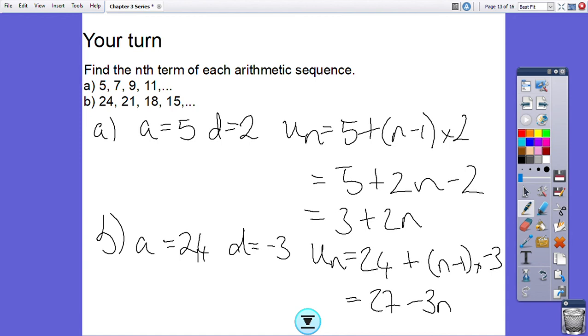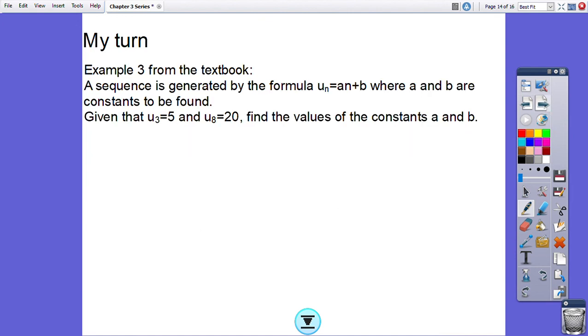Right, moving on to the last two examples, one for me, one for you, and it's slightly more complicated than the other examples that we've had today, but let's have a look at those now. Okay, so this comes from example 3 from the textbook, and in this we've got two of the terms that have been given to us, the non-consecutive terms, but we're going to use those to find a general formula for the sequence. So we know that the third term is 5 and the eighth term is 20.